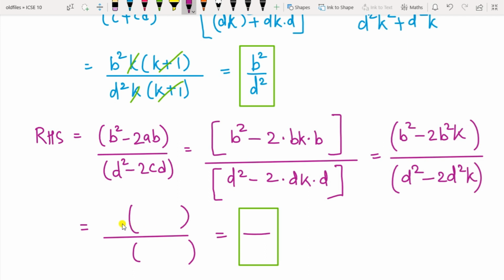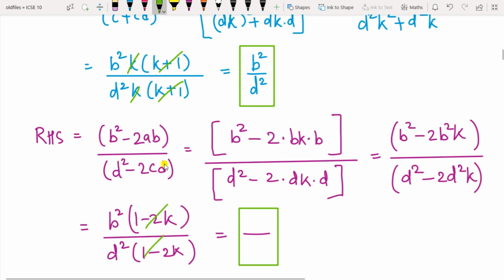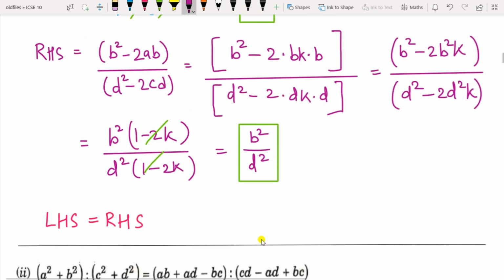You can take out b square common from this equation. It will be 1 minus 2k, and from here it is d square 1 minus 2k. This bracket will get cancelled, and the value here is b square upon d square. So the LHS value is equal to RHS value, hence it is proved, right?